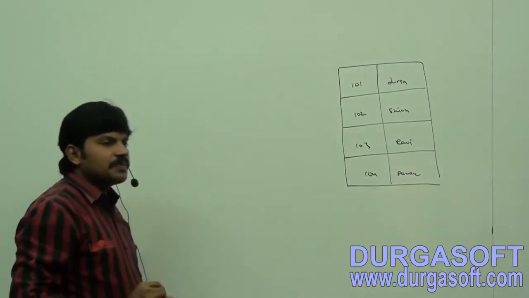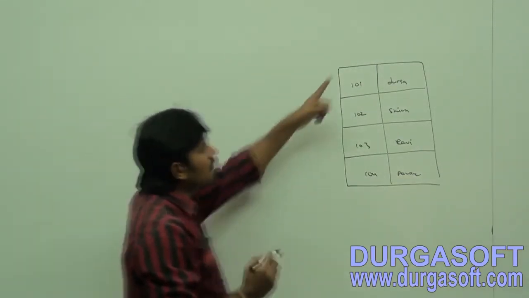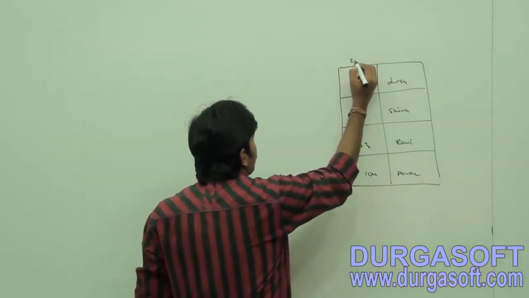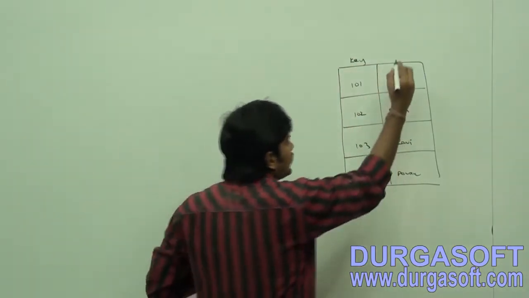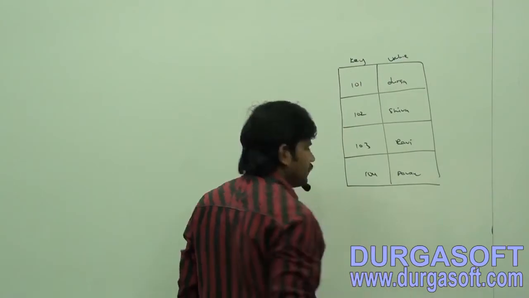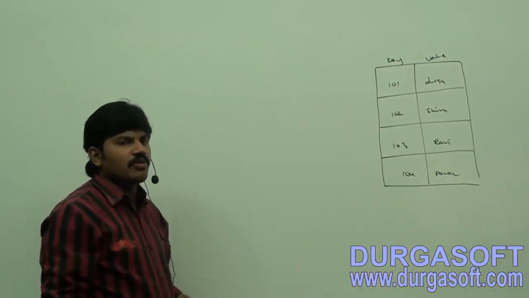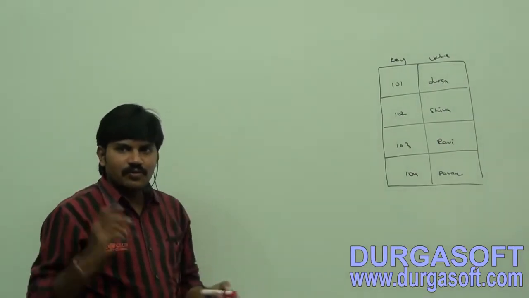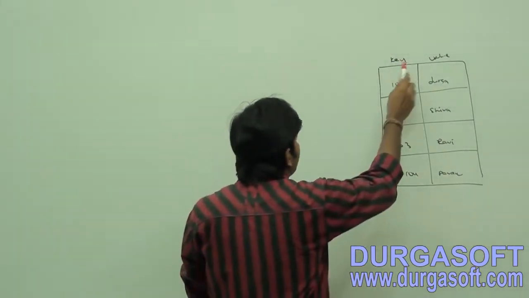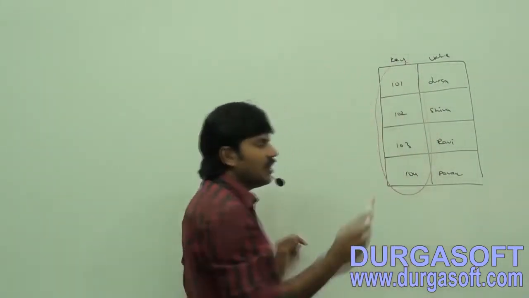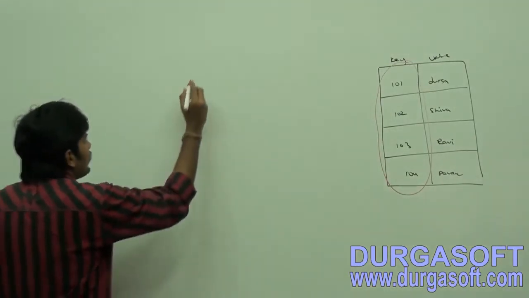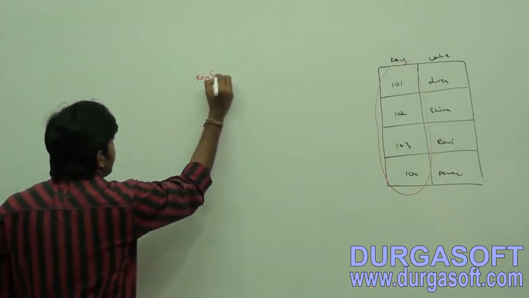Now my target here, sir, is this. These things are nothing but keys, and these things are nothing but values. I want to get only keys. Can you please list out all keys? Only keys is my requirement. These keys only I require. Then we have to call the keySet method.